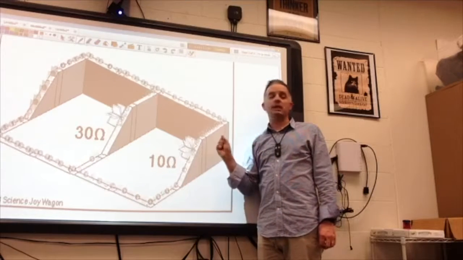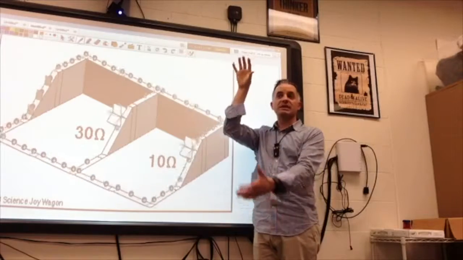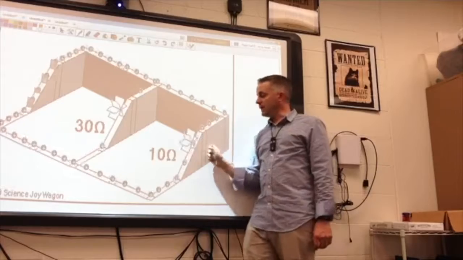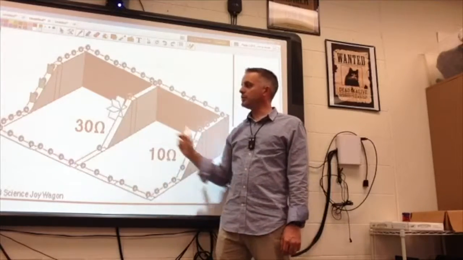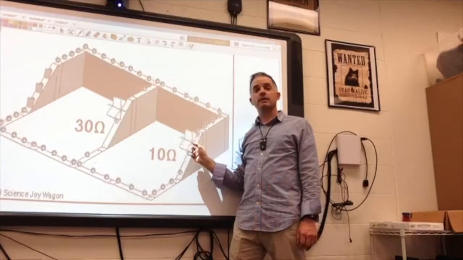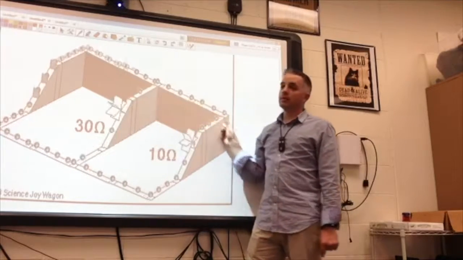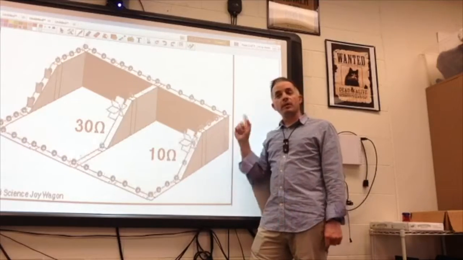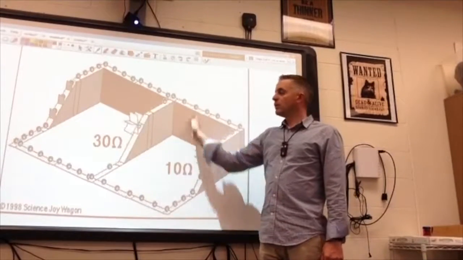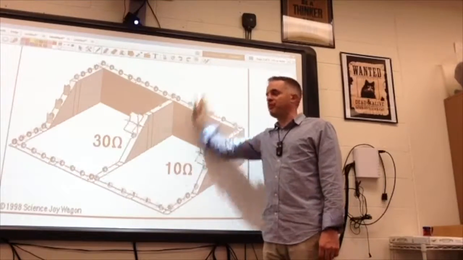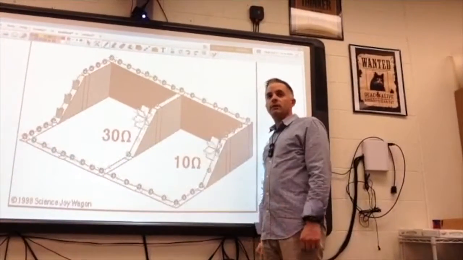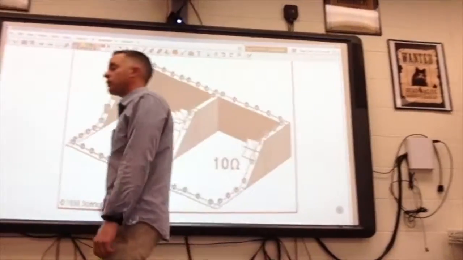Pros and cons. Series circuit uses less electricity, but greater resistance, so you're going to get dimmer light bulbs, right? Parallel circuit, if these were both the same, right? If these were both 10 ohms, these light bulbs would be the same brightness, but they wouldn't last as long. But the nice thing about a parallel circuit is, let's say I cut this part out. What light shuts off? The 10. Does the 30 shut off? It doesn't, right? Because it still has a closed path for it to go.